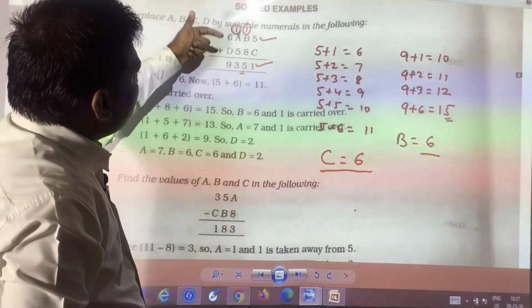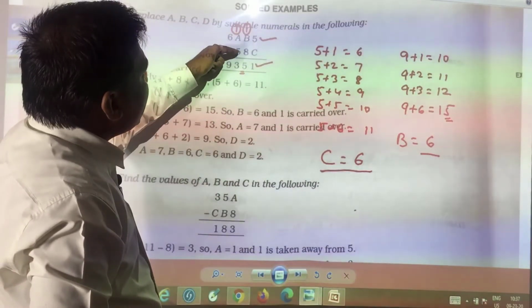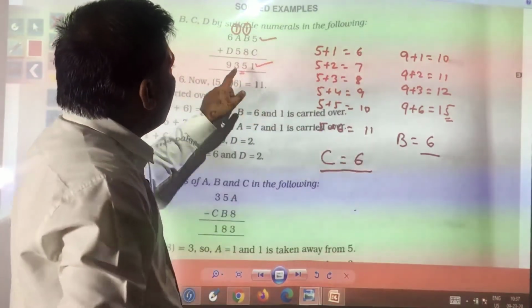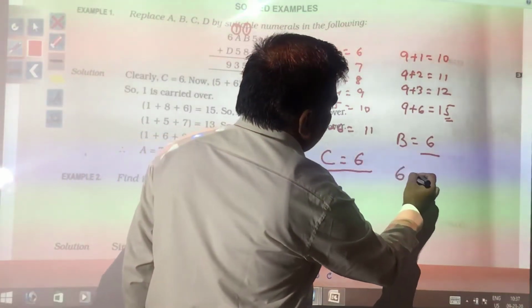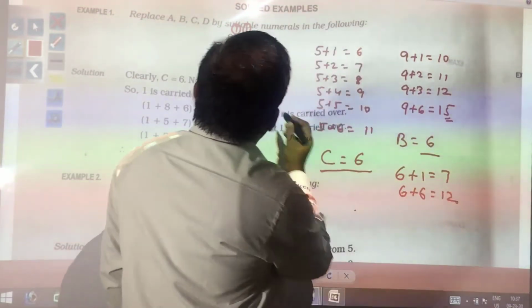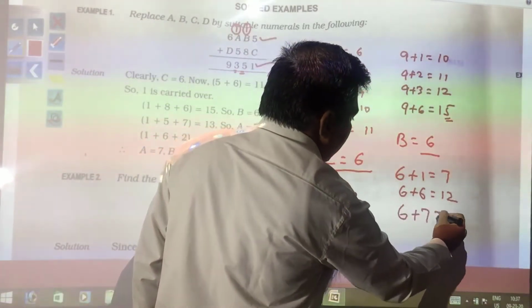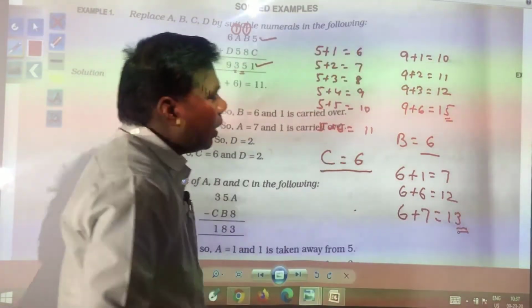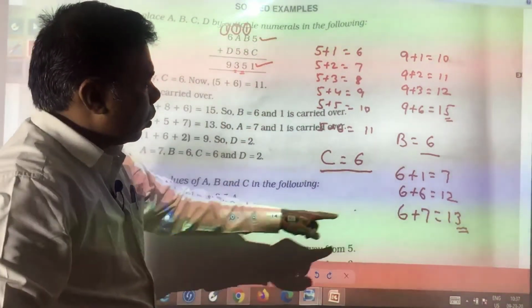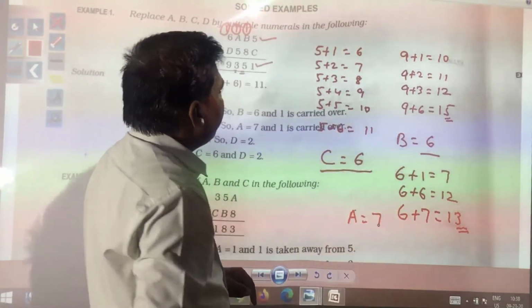Again just you see, 1 plus 5 has become 6. So, 6, and here you need to get 3, again the same process is required to be applied. Just you see, 6 plus 1 will be 7, 6 plus 6 will be 12, and you need to get 3 in one's place. So, 6 plus 7 you will write, so that you will get 13. So, in one's place 3 can be written, again you will be having 1 in hand. So, what you have got? A is equal to 7.